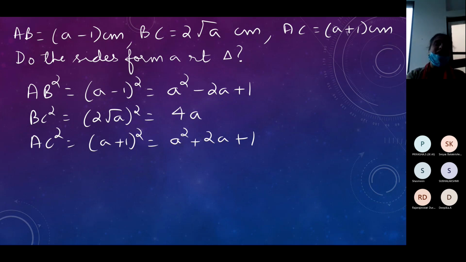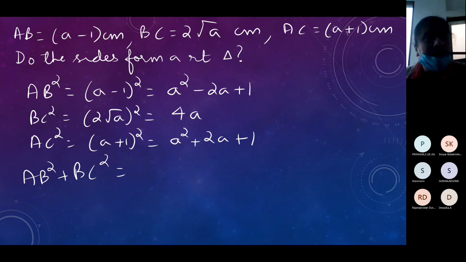If you add any two, are you getting the third one? If you add AB square and BC square, you're getting AC square, is it? Okay. You can add any two things, and you should get the third one. Add any two and see if you're getting the third one.